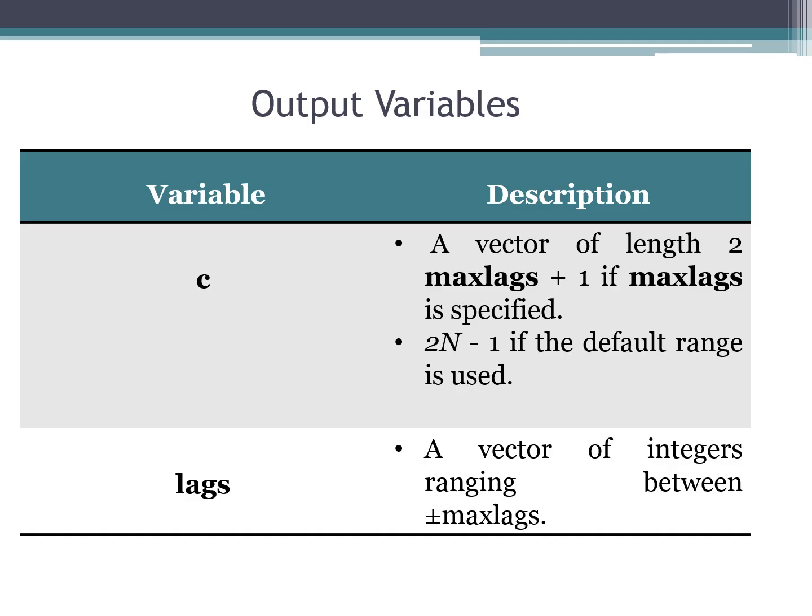And another optional output argument is lags. Lags is basically a vector of integers ranging between plus and minus the maximum lag. And this optional output variable is useful in plotting.